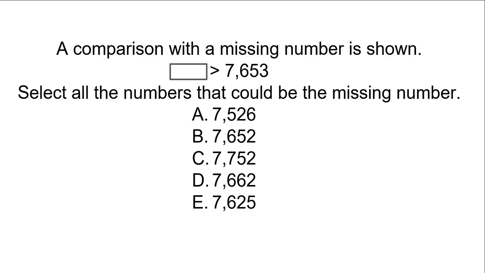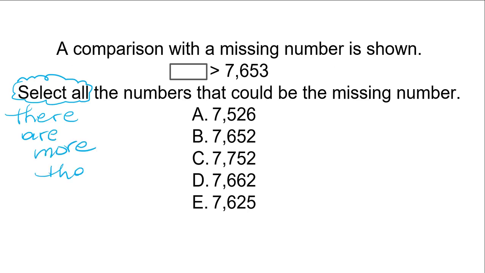A comparison with a missing number is shown. Select all. What did we say about select all? Do you remember? Yes, there are more than one answers. Okay, so what are the answers? What are the possible answers that can fit here that are greater than 7,653? I'm looking for something bigger, or something that the alligator mouth would want to eat that's bigger than 7,653.